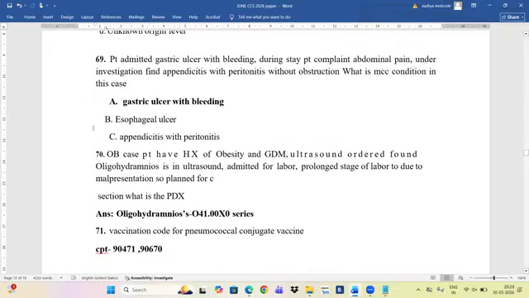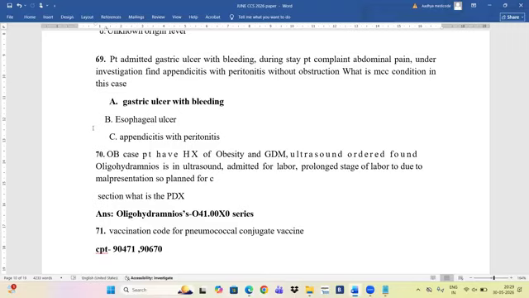Next, MCC condition related. Patient admitted with gastric ulcer with bleeding. During the stay, patient complained about abdominal pain. Under investigation, they found appendicitis with peritonitis without obstruction. What is the MCC condition in this case? So the MCC condition should be gastric ulcer with bleeding.